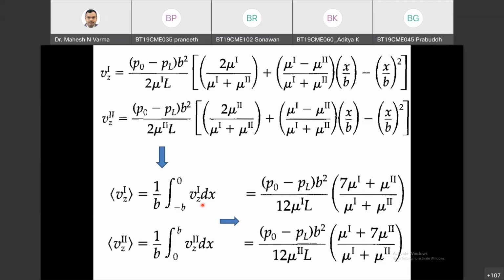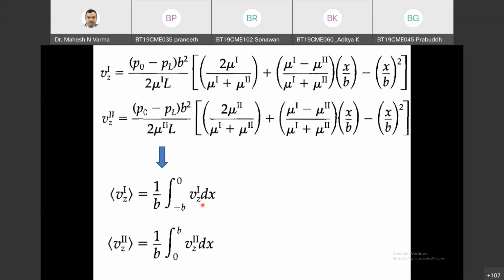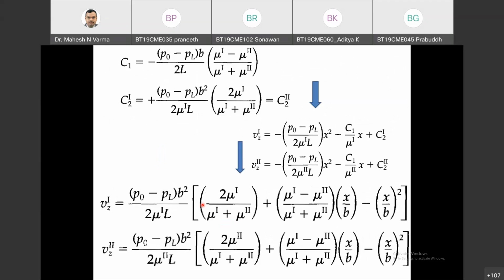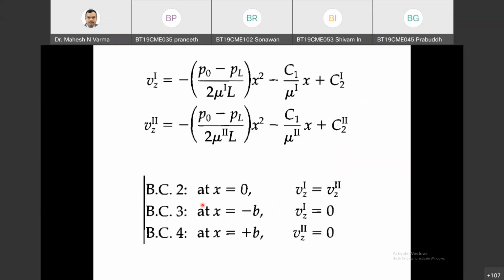So now you can calculate the drag force also. How to calculate drag force? Roll number 53, Shivam. What will be the drag force exerted by the flowing fluid on the upper plate? The upper plate means x equals b, right?